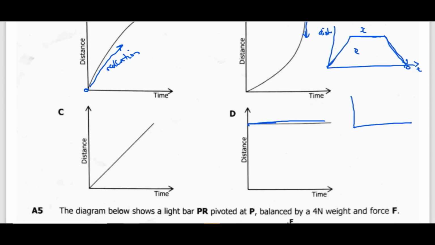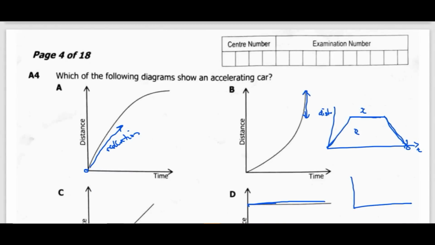So now what is the answer here? Which of the following diagrams shows an accelerating car? An accelerating car. From what we've explained, the answer here is B.